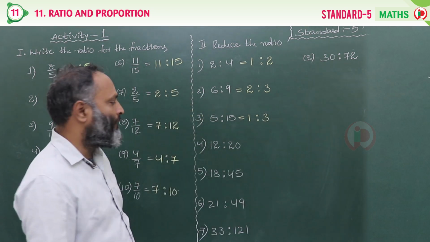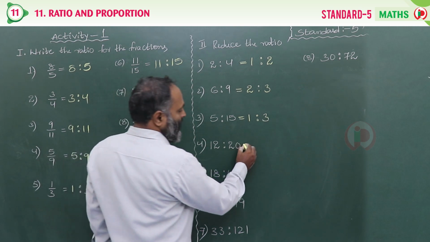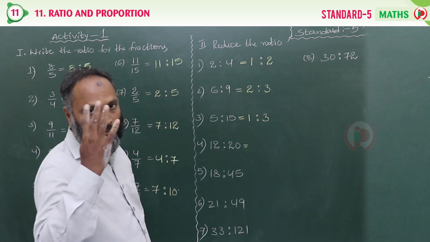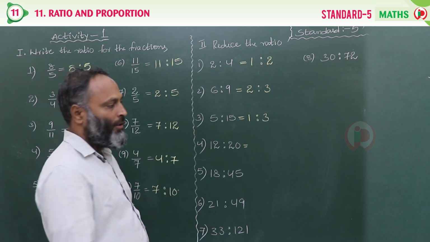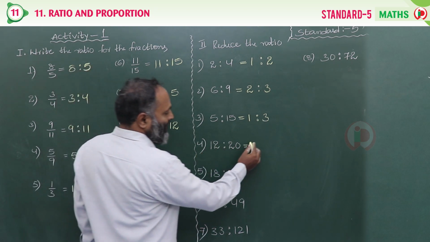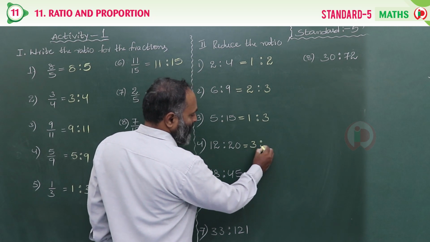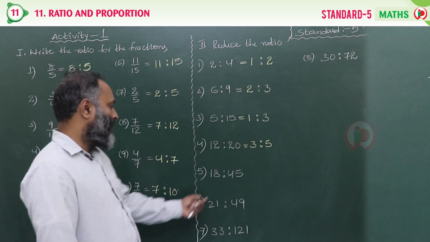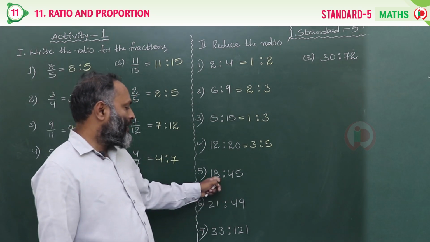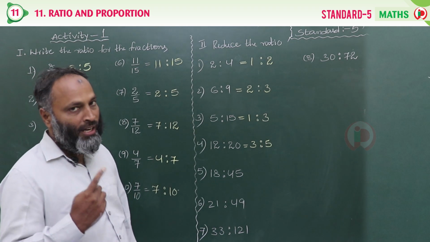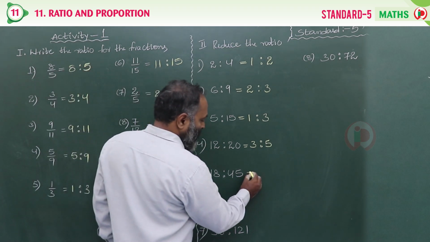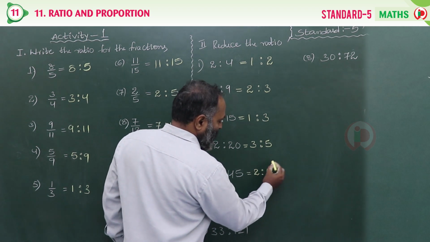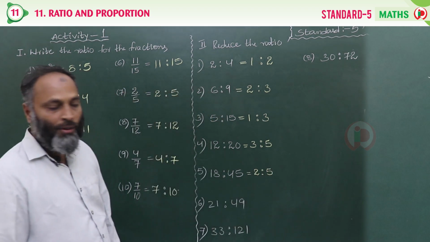Now 12 is to 20. These two have highest common factor 4. 4 threes are 12, 4 fives are 20. Now 18 and 45. These two have highest common factor 9. 9 twos are 18, 9 fives are 45.